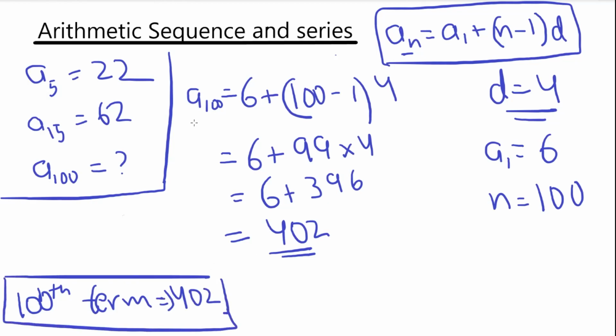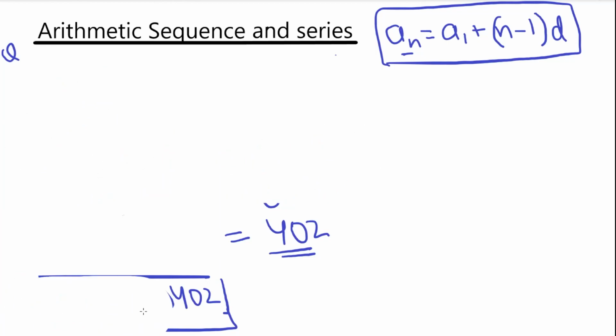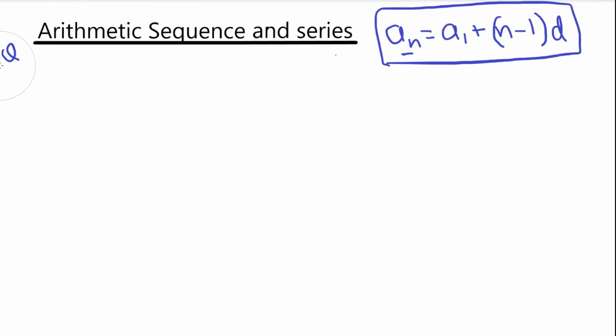That is how you do a question when you're not given the common difference or the first term, but just two random terms from the sequence. Let's move on to the next question. The next question states that the sixth term of a sequence is 52, and the common difference is 10. So what is the 15th term?